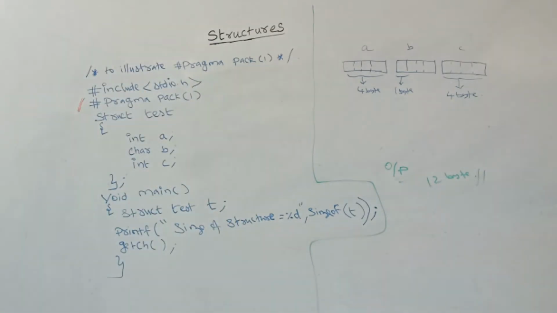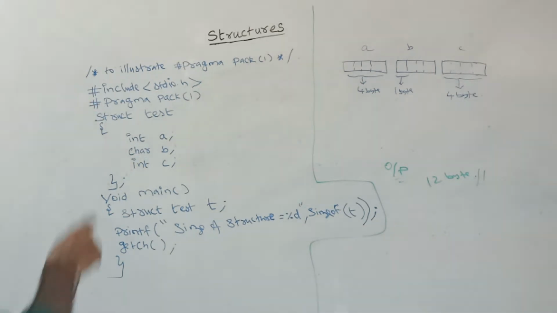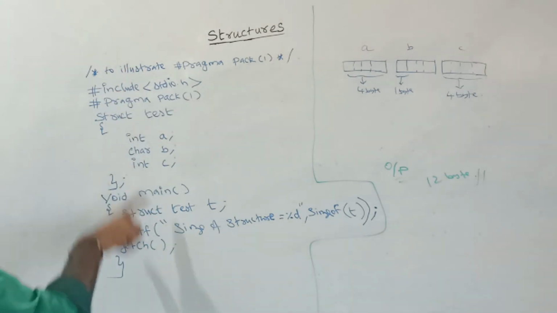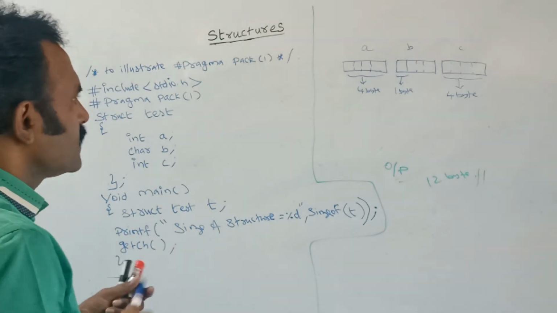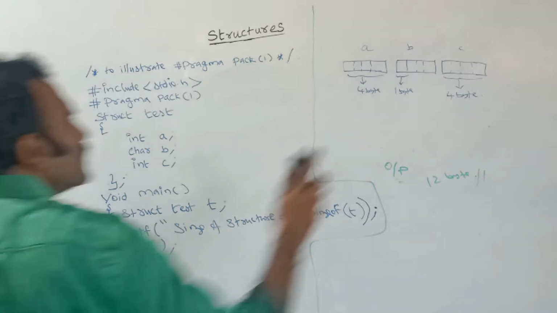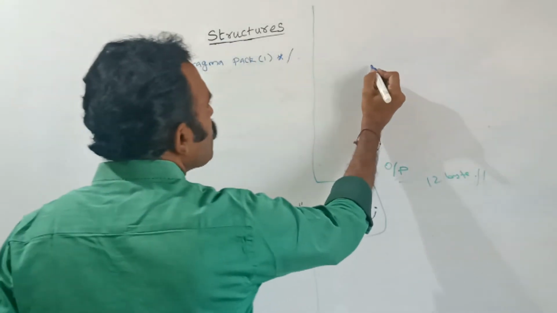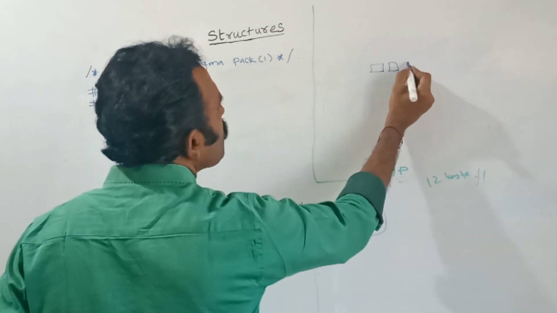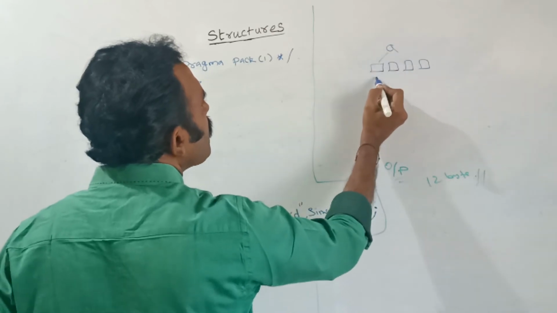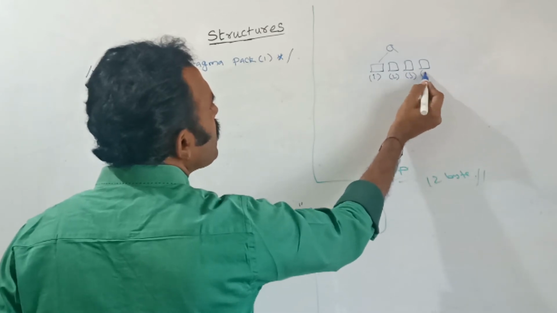See, after that you remove this command line. Here you include this one, pragma pack 1. Now you run this program. Here the answer will be how much? For each and every cycle it will read 1 byte. So for A of 1, 2, 3 and 4.